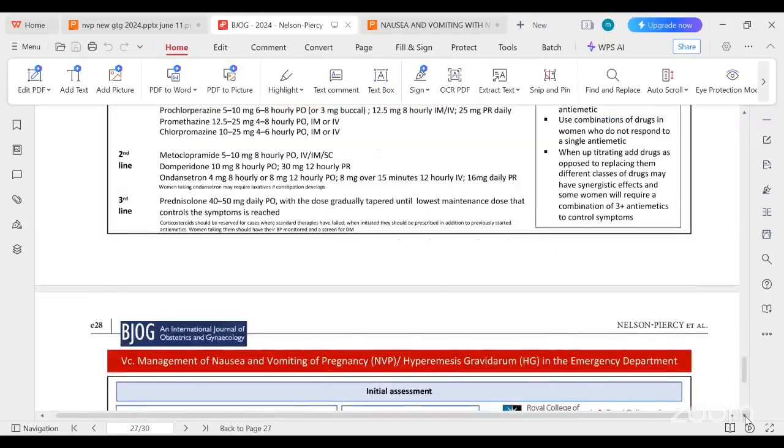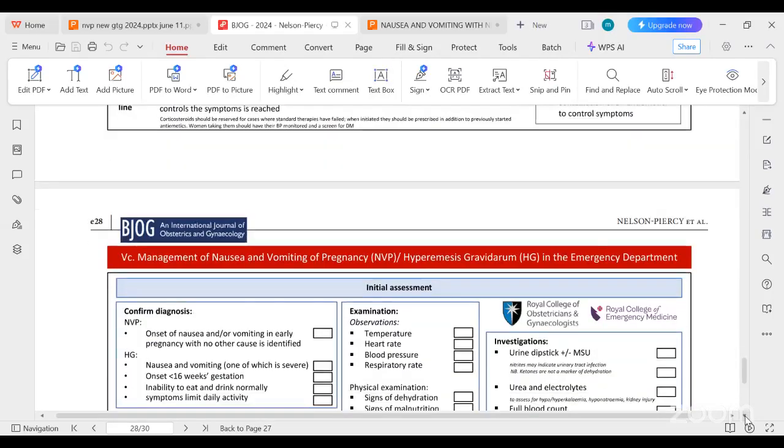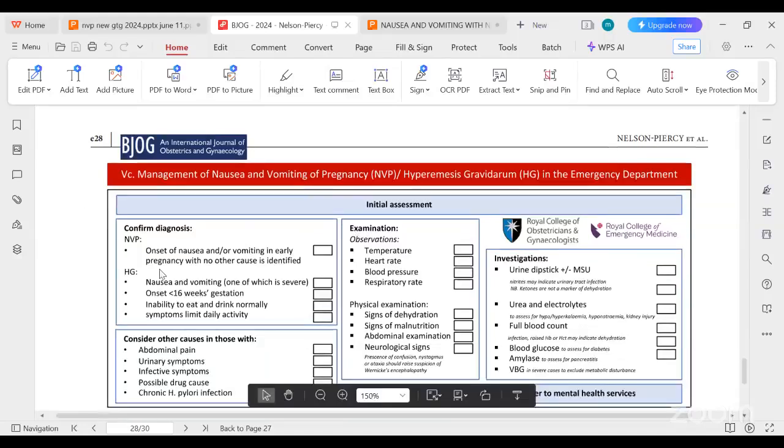Then comes the emergency department management. Here you can see this is a checklist. This is the checklist for the patient being referred from the GP. Check everything from here: ask the history, see the signs and symptoms, initial recordings, and then neurological signs are seen. During this stage, electrolytes and everything are done.